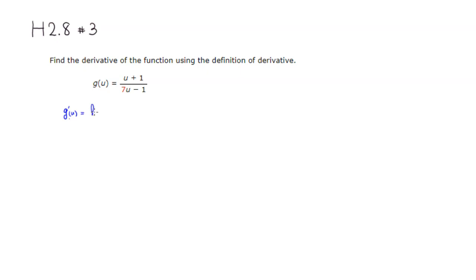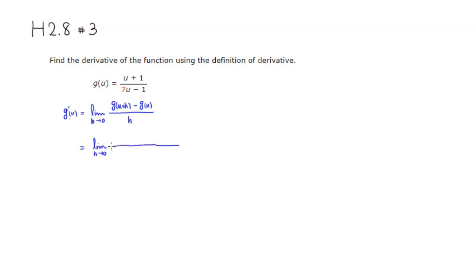a limit as h approaches 0. So I'm going to write down the definition. We would want to find g of u plus h minus g of u, all over h. So let's do that. So we have a limit as h approaches 0. We'll take care of the limit later.